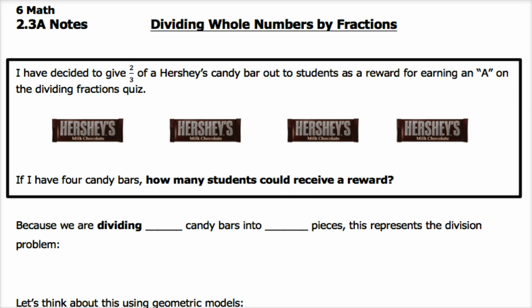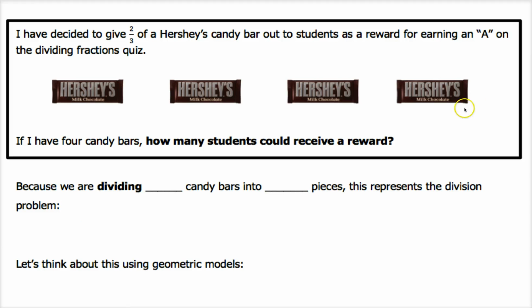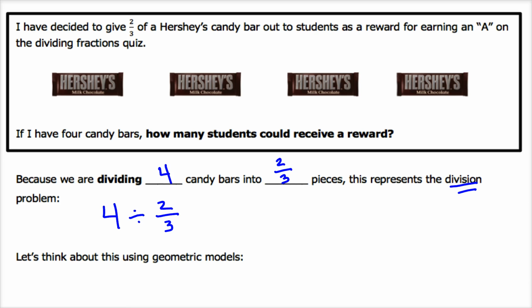Well, let's think about what we're actually doing for this problem here. We are dividing 4 candy bars into 2/3 pieces. So really this is a division problem. It's the division problem of 4 divided by 2/3. So now we're going to think about this problem using geometric models.